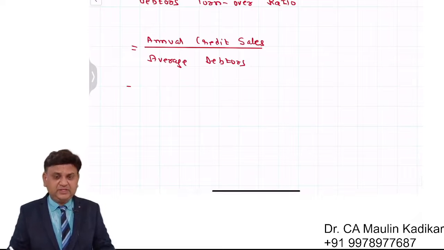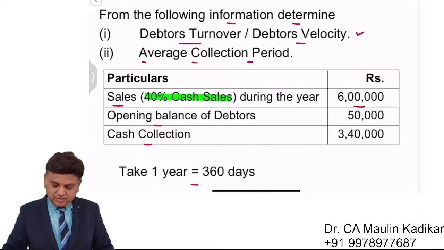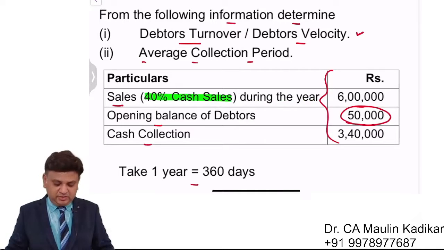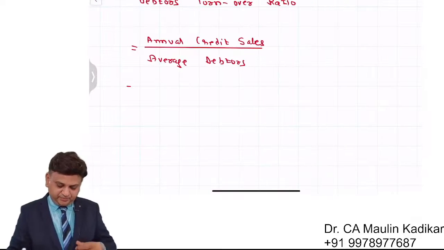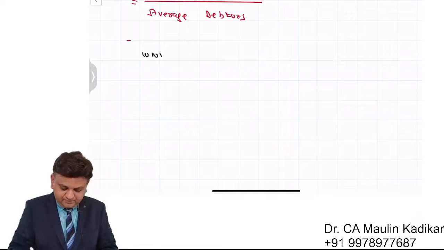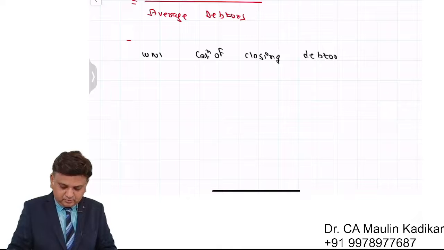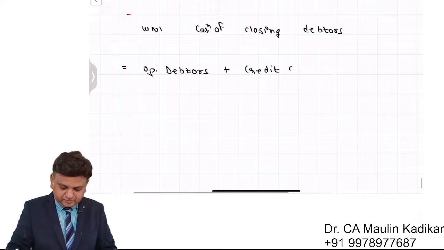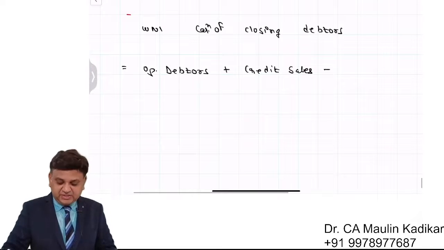Now, for the purpose of average debtors, we require the closing debtors information because opening is already there with us. So we are required to use this information to compute the closing debtors. I request all of you to write down the answer along with me. Working note number 1, calculation of closing debtors. It will be found as opening debtors plus credit sales minus cash collection.